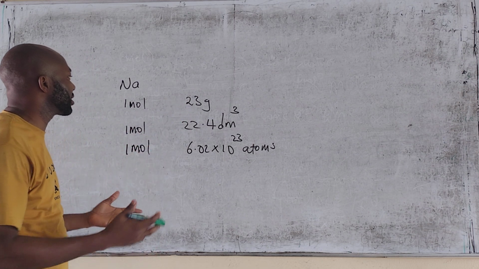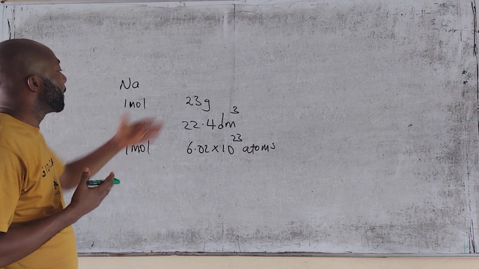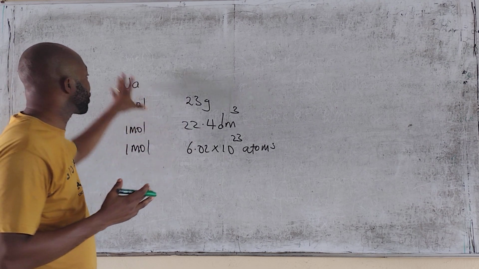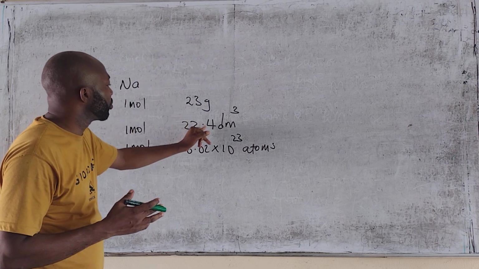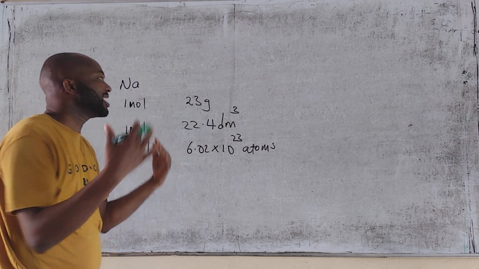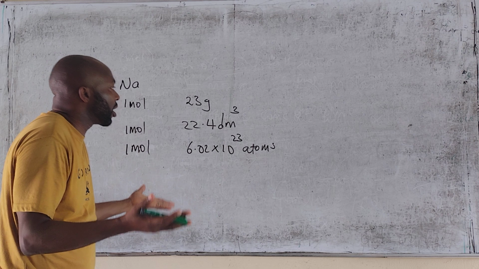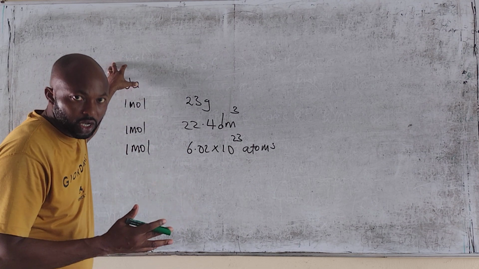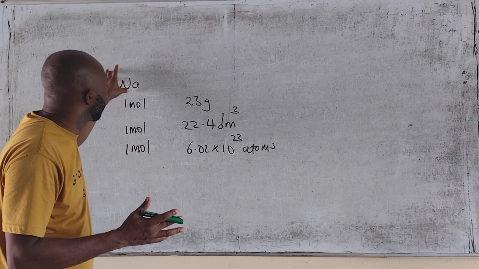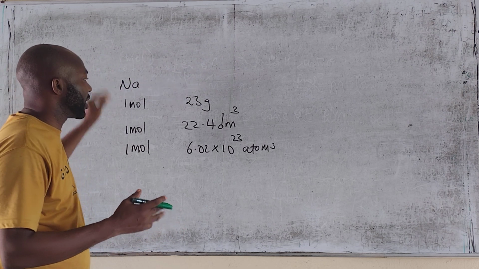So, in many instances, if I am dealing with mass-volume relationship of sodium, I will be taking 23 grams of sodium to 22.4 dm cube of sodium. This is constant. This is not induced. It is from the formula, from the symbol here, sodium. That's how we achieve that.